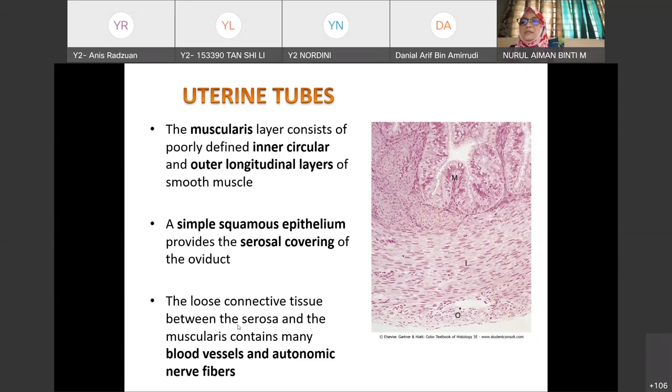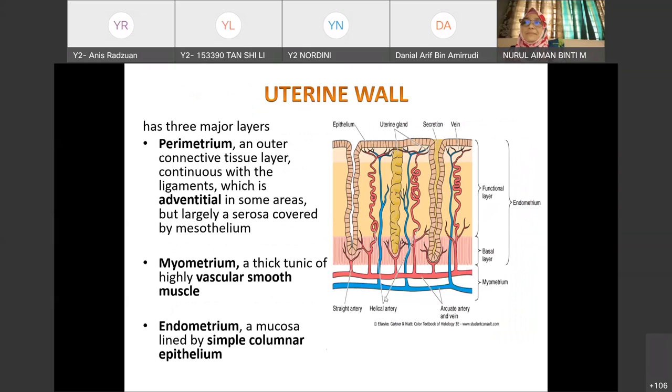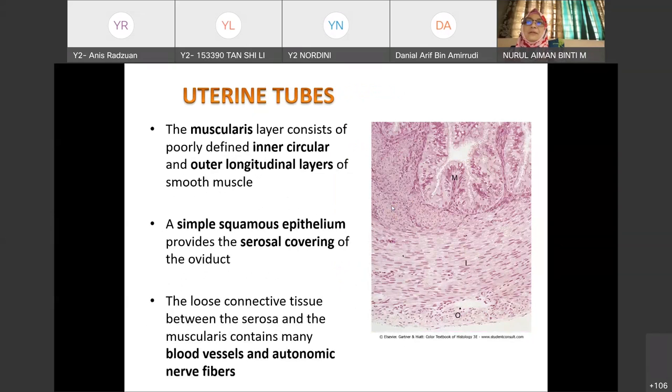So this is connective tissue between serosa and muscle, containing many blood vessels and autonomic nerve fibers. So all of these blood vessels and nerve fibers are going to be seen in between the serosa and also the muscularis layer, between those two layers. Okay.